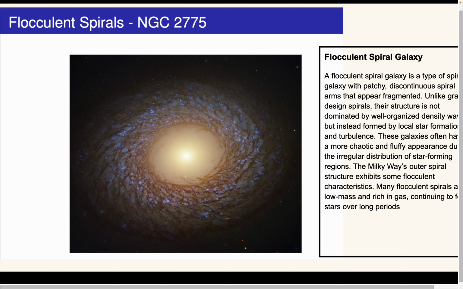Some of the Milky Way's outer structure exhibits some flocculent characteristics, but if you want to view a flocculent spiral in a better way, you have to see the galaxy NGC 2775. Many flocculent spirals have low mass and are rich in gas, continuing star formation over a longer period.